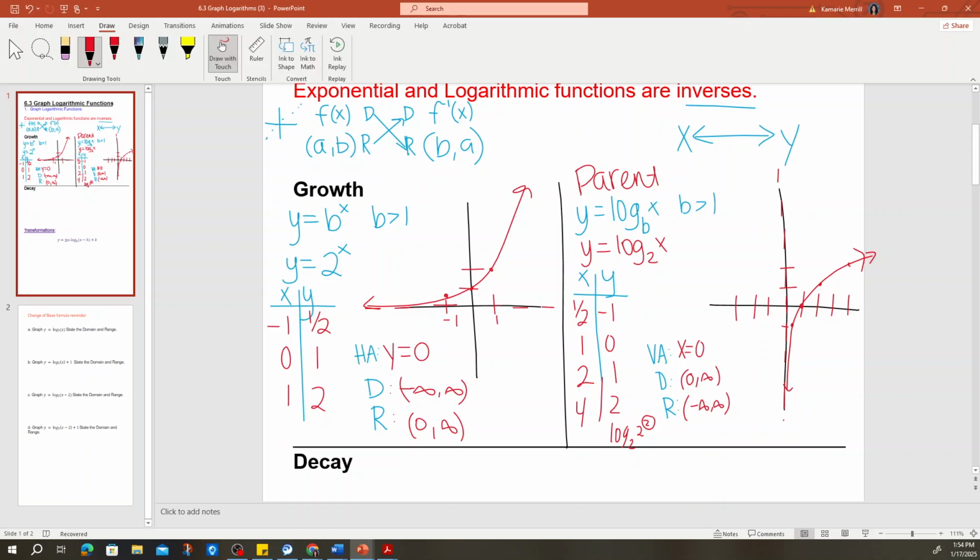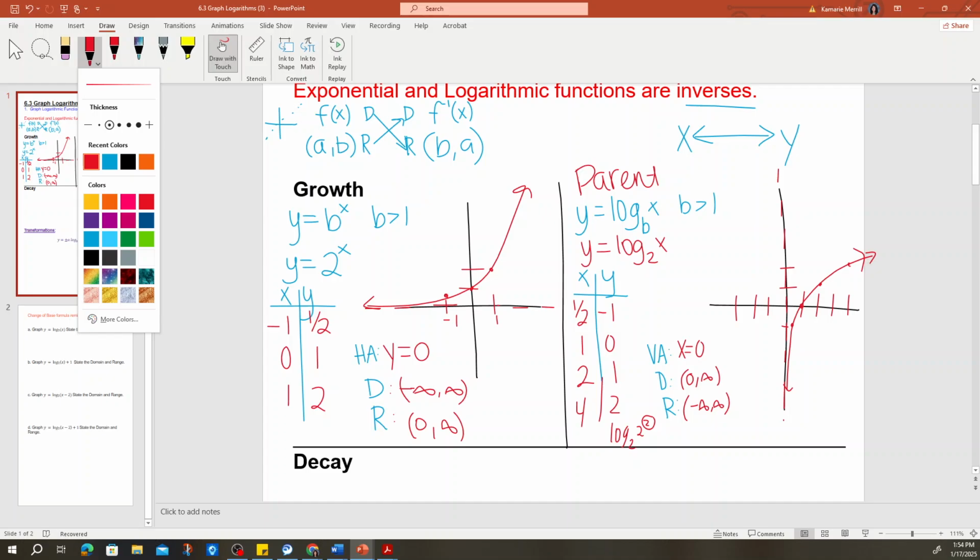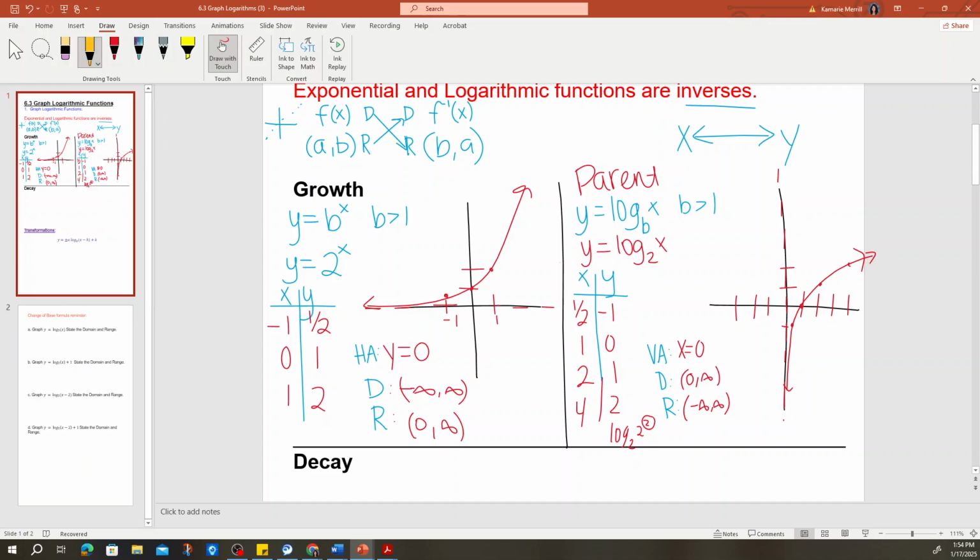All right, do you guys see that they look like inverses? In fact, if I drew that over here in just yellow so you realize it's kind of extra, do you guys see how they're inverses of each other? And it looks like if I could fold them over this line y equals x. Do you guys agree with that? So that is the parent function, and that is if the b is above 1, okay?